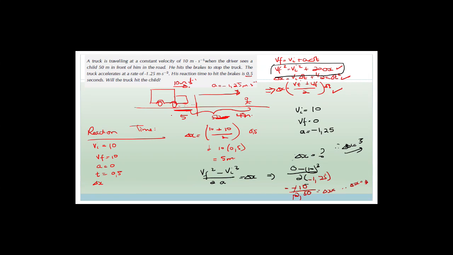Right, so now, are we going to hit the child? No, we're not, because the total distance we've traveled was the 5 meters plus the 4 meters, which is 9 meters, which is much smaller than the allotted 45 meters.